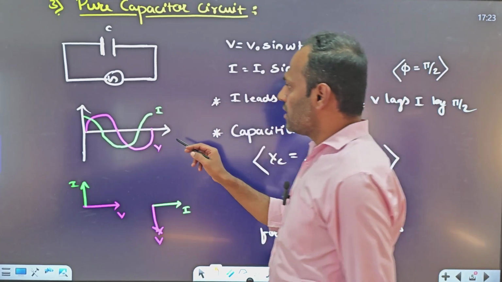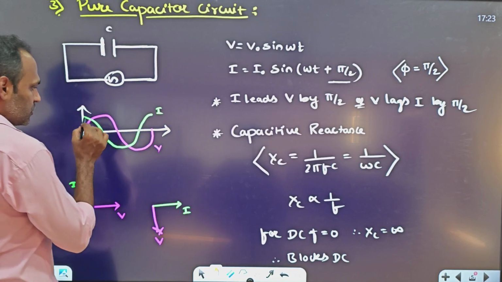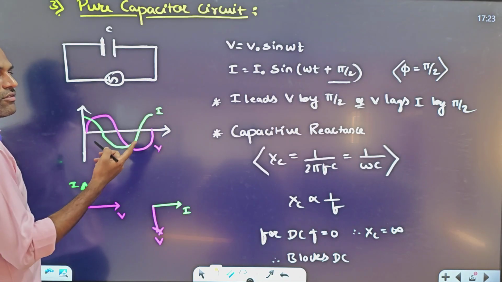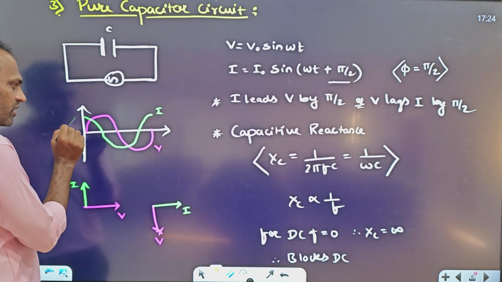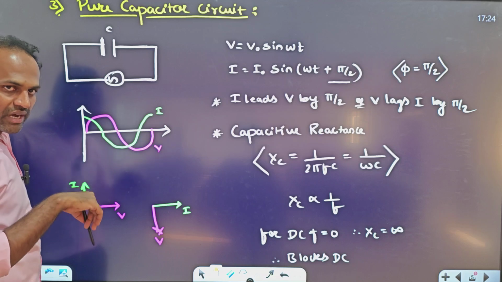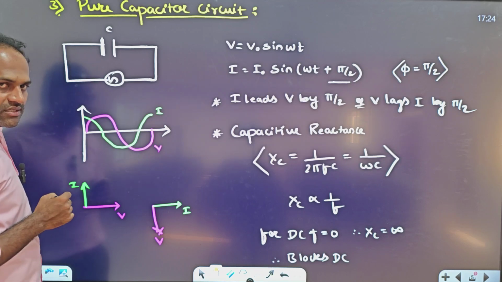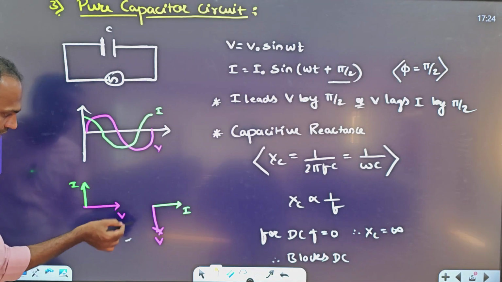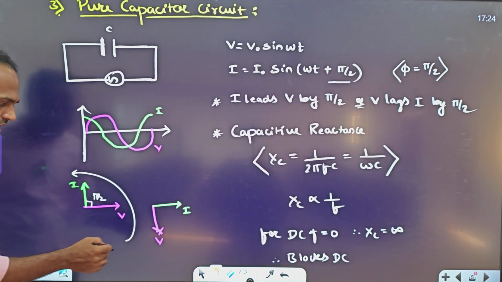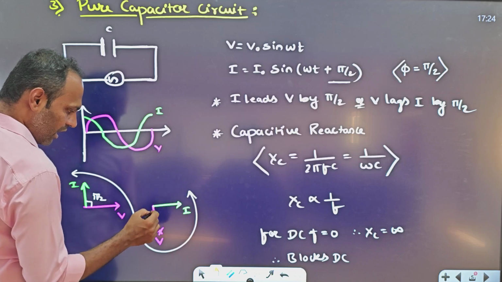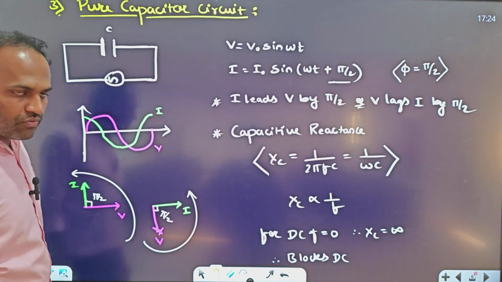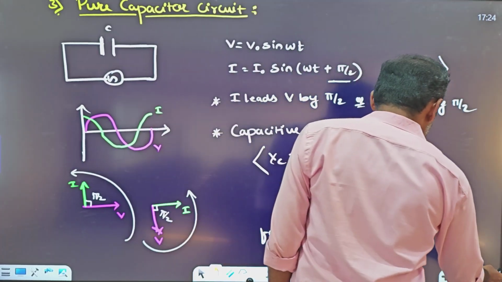Here you can also observe the waveforms. This is voltage. For all waveforms I have taken voltage from the origin only, and only the current I have changed. Here current leads voltage, that's why I am starting current from the positive y-axis. In the previous case, current was lagging behind the voltage, that's why we started current from the negative y-axis. In the anti-clockwise direction, current is ahead of voltage by how much angle? By pi by 2. Both are correct. This is how we show it graphically as well as in a phasor diagram.